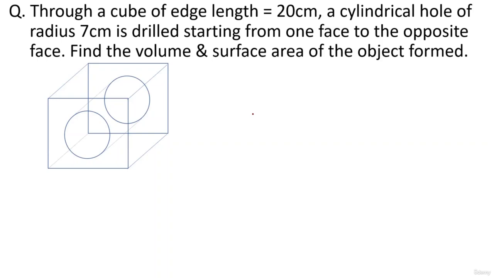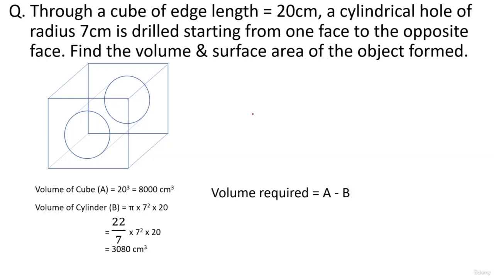So first part is find the volume. Volume is very simple, guys. What is the volume occupied by that object? It is the volume of the cube, that is the edge cubed. From that you subtract the volume of the cylinder, pi r square h. You subtract the volume of the cylinder from the actual cube, and you get the required volume of the object, right? So the answer is 4920. That is the volume of the cube, 20 cubed, 8000, minus pi r square h, 3080, for the cylinder. Subtract them, you get the required volume.